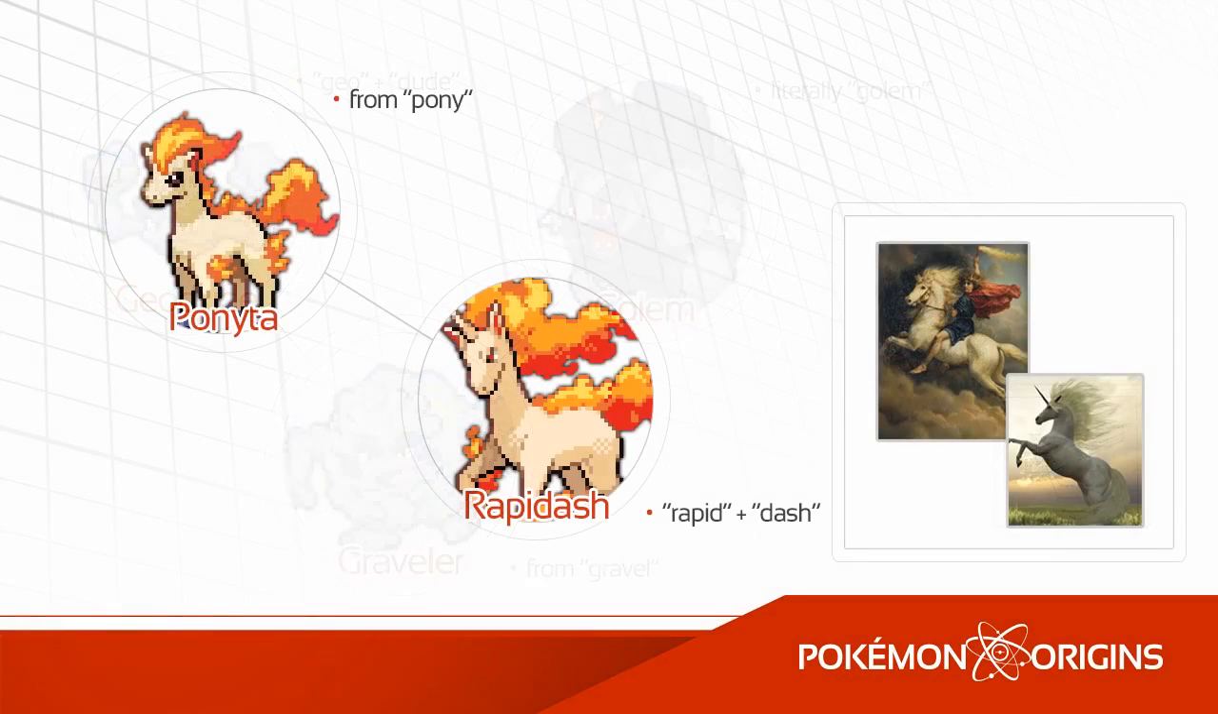Then with Ponyta and Rapidash, of course, Ponyta's name comes from pony and possibly bonita, which means cute, because it's a little cute pony. Rapidash, though, is a combination of rapid and dash. In terms of basis, they're generally based on fiery steeds from mythology, and Rapidash has some basis of a unicorn too, thanks to that horn on its head.